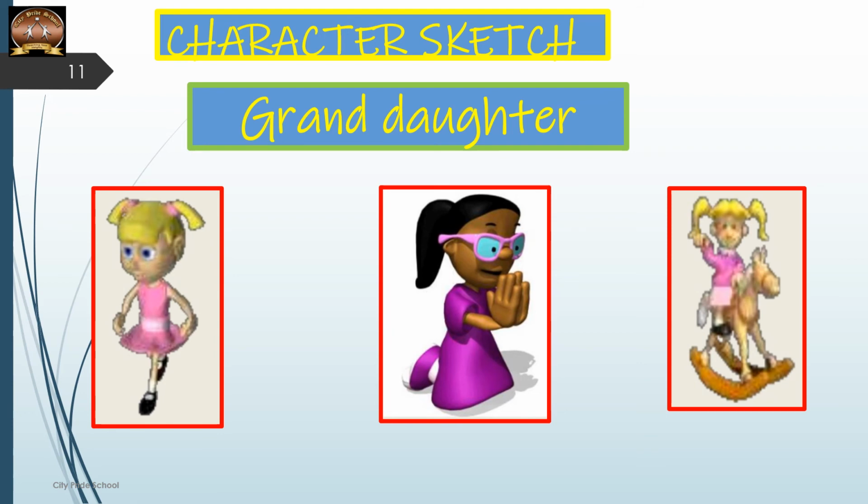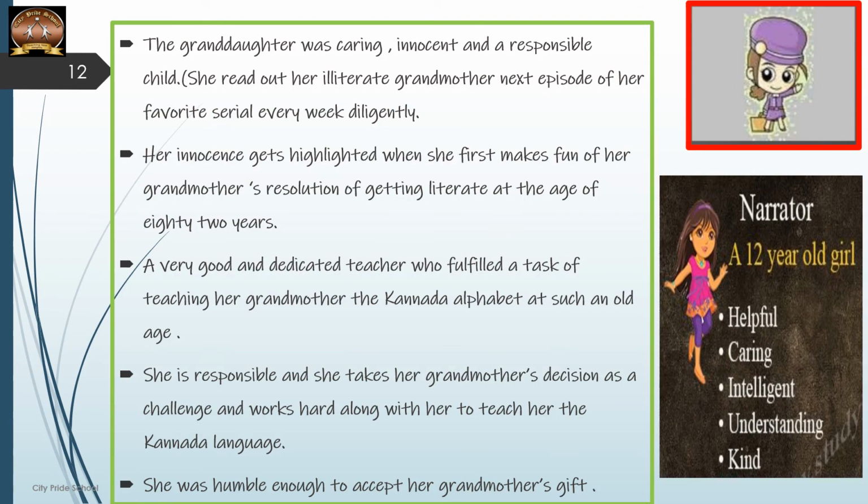The second main character is the granddaughter, who also plays an important role in the story. The granddaughter is caring, of course, very caring. Otherwise, for a girl of 12 years old to be so patient to sit with a grandparent and teach her every day appears or seems to be very unusual. Then she is very innocent also and a responsible character. Yes, she takes up the responsibility of teaching her grandmother, and she performs her responsibility very, very sincerely. She reads out to her illiterate grandmother the next episode of her favorite serial every week diligently. Diligently means sincerely and every day.